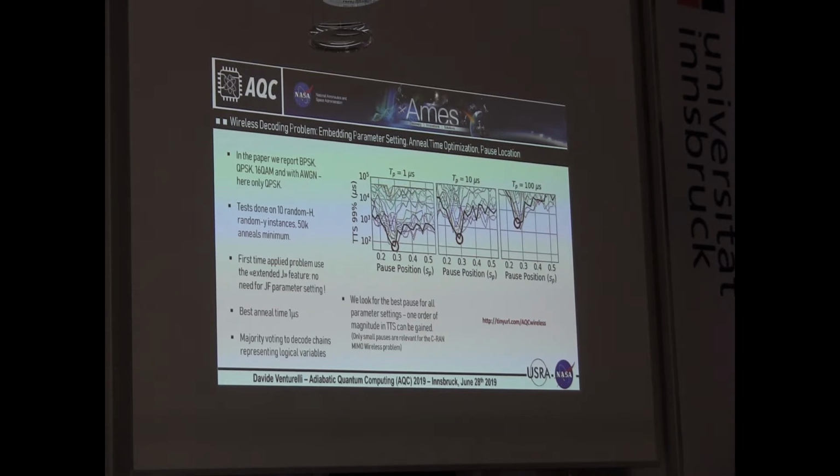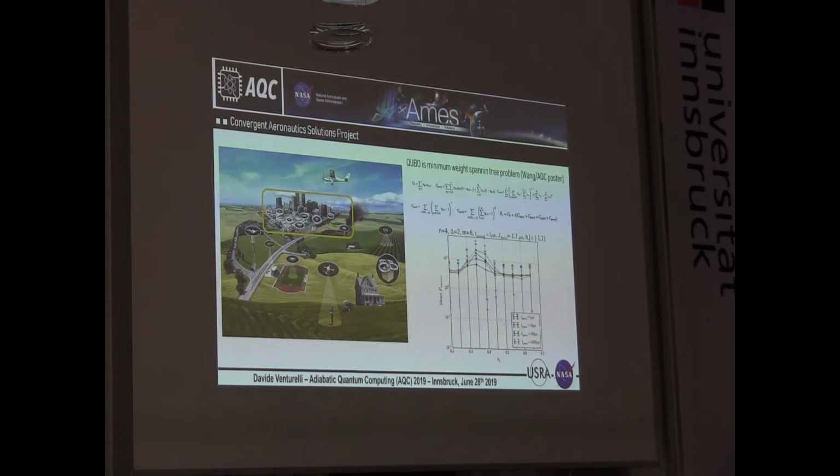Now, you might want to find the best ferromagnetic coupling and the best pause location, but those are independent problems, which is good for application purposes. And in this particular case, we want to go as fast as possible and to do as little pause as possible, but that is because of the specific problem. For other problems, it could be different.